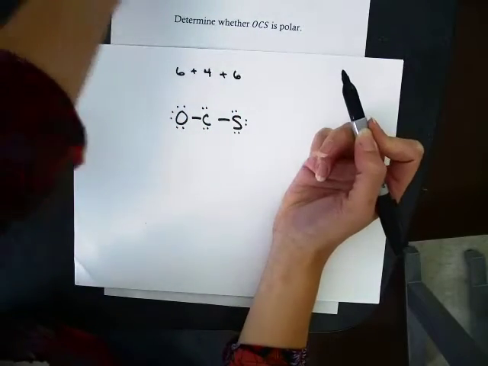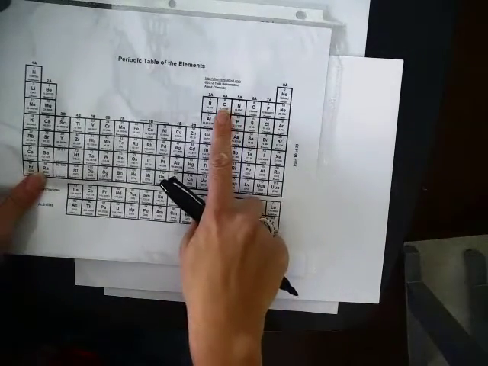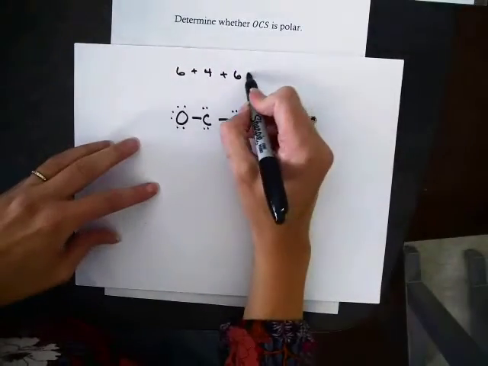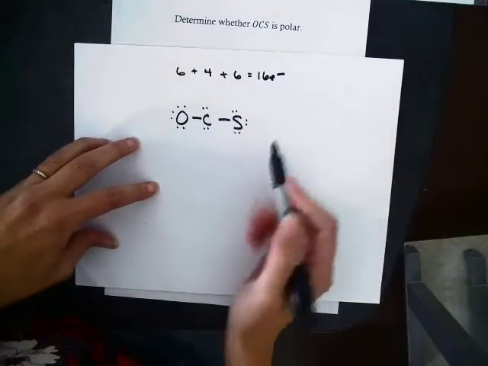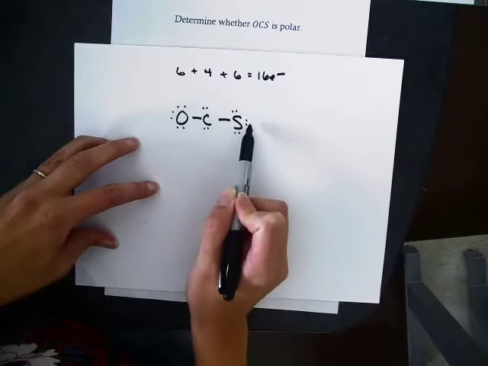I'm counting up how many valence electrons they have. That's from the periodic table. So carbon has 4, oxygen and sulfur both have 6. They're in the same column. So I should have a total of 16. All right, I have 20.